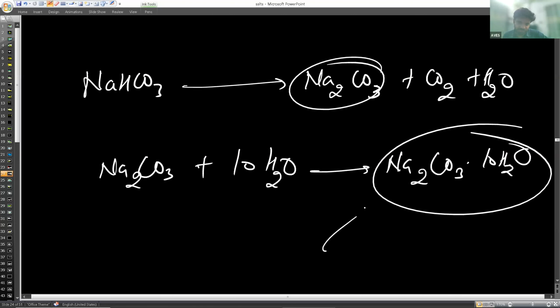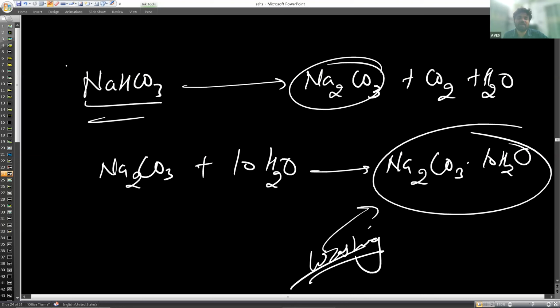This is washing soda. When we are preparing washing soda, we need sodium hydrogen carbonate. So washing soda can be prepared from baking soda. Okay, you understood? Yes or no?